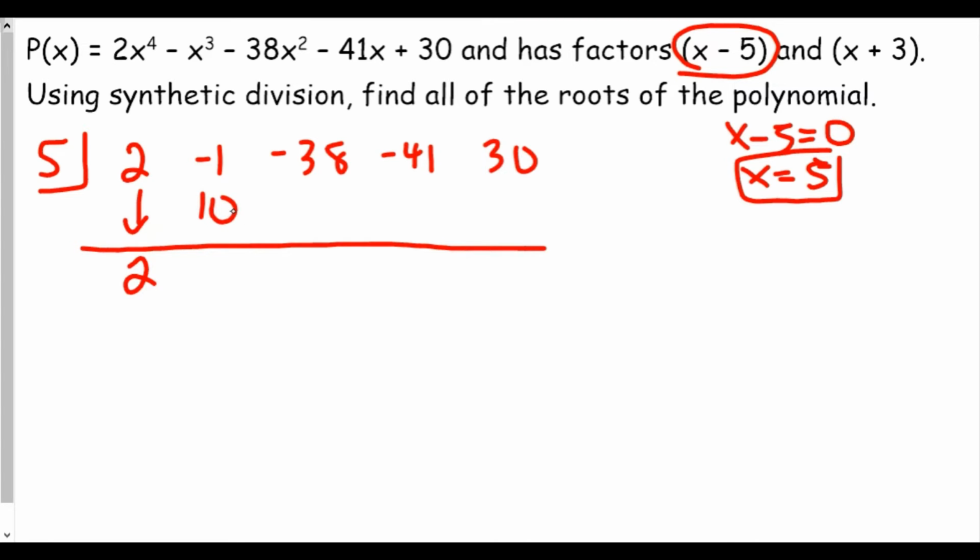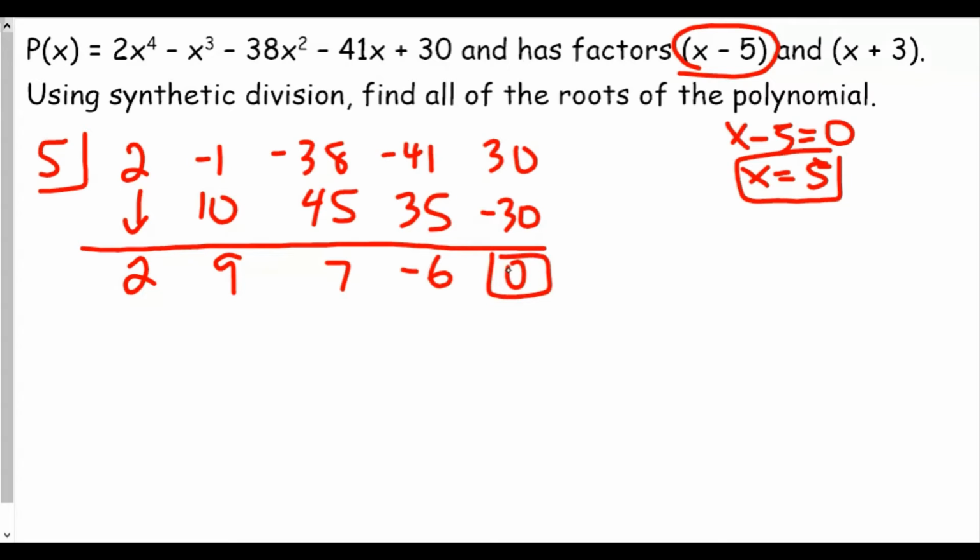We're then going to add downwards. So -1 plus 10 is positive 9. 9 times 5 is 45. -38 plus 45 is going to be positive 7. 7 times 5 is 35, so that goes in the next spot. -41 plus 35 is going to be -6, and -6 times 5 is -30. So the last number in synthetic division in this case would be our remainder. And it works out fine because our remainder is equal to 0, which is supposed to be how it works out if x minus 5 is a root.